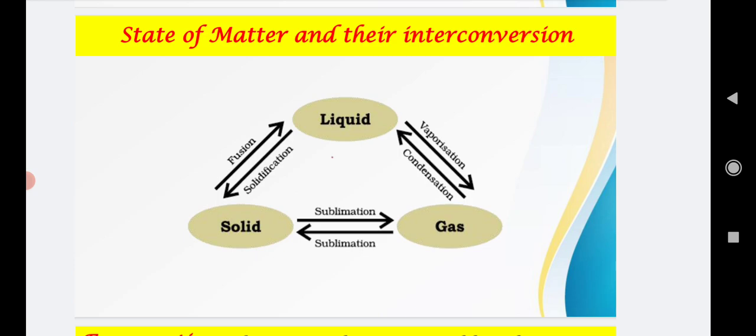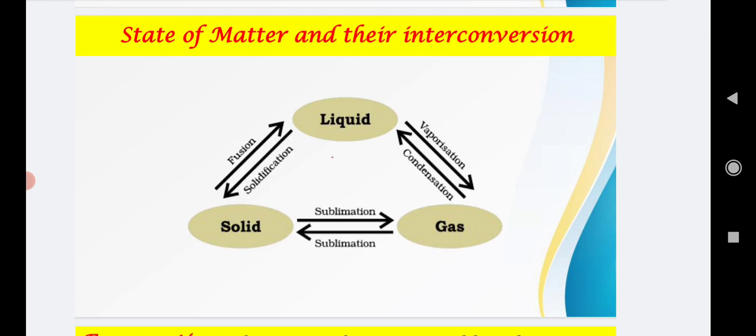One is solid to liquid or liquid to solid. Second is liquid to gas or gas to liquid. Third is gas to solid or solid to gas. There are five definitions. One is fusion: when solid gets converted to liquid, it is called fusion. When liquid is converted back into solid, it is called solidification. When liquid is converted to gas, it is called vaporization. When gases get converted into liquid, it is called condensation. When gases get converted into solid, or solid gets converted into gas, it is called sublimation.